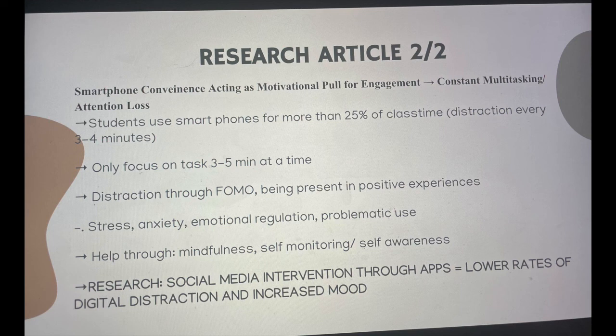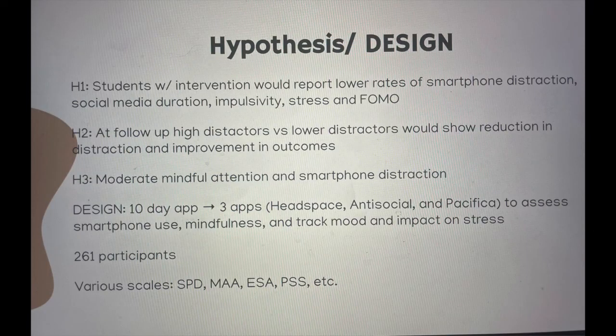We also see how there's a correlation for stress, anxiety, the need for emotional regulation, and problematic use when it comes to over access to social media and smartphone use. And it was thought that through mindfulness and self-monitoring that it could lead to self-awareness and also an increase in mood. And so the research is using social media intervention through different apps to lower rates of digital distraction and also increase mood. So there were 3 hypotheses for this design and this research.